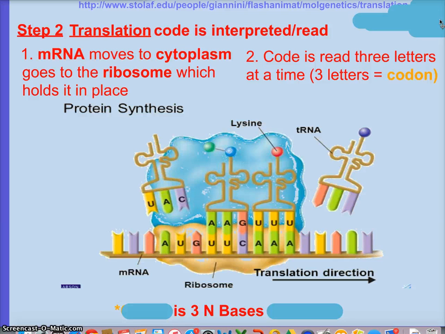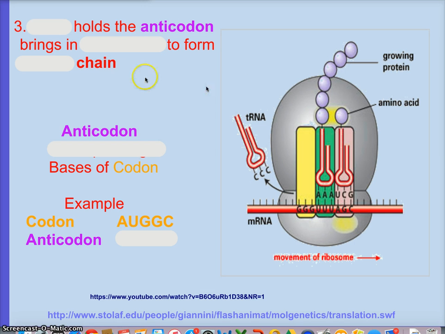tRNA holds nucleotides, or is made up of nucleotides, and the N bases are what in comparison to RNA? Opposite or corresponding, attracting each other, yes. And they're called anticodons. Good. So we're moving on to the next slide. The anticodon is on tRNA and it's attached to the amino acid, okay?